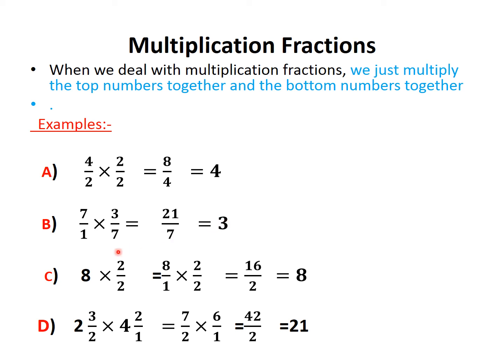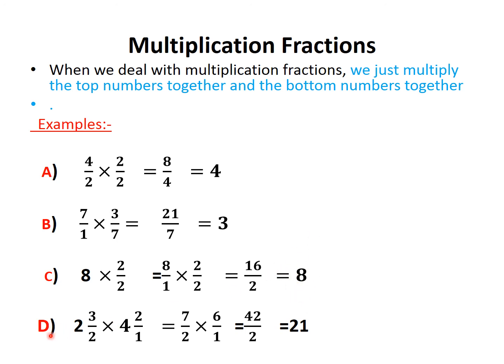See, we have 8 multiply 2 over 2. As I said, a number is over 1. It will be 8 over 1 multiply 2 over 2. We multiply these together. 8 multiply 2, it will be 16, and 1 multiply 2, it will be 2. 16 divided by 2, it will be 8. This is the last answer.